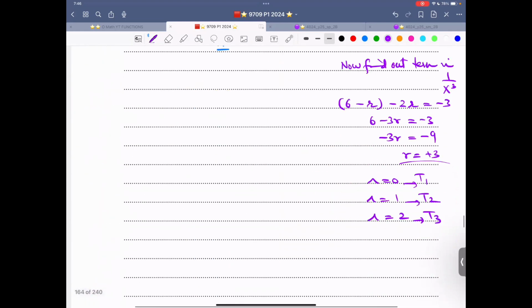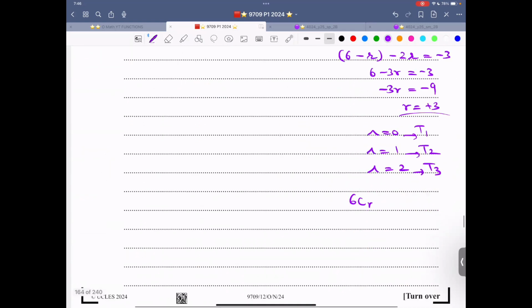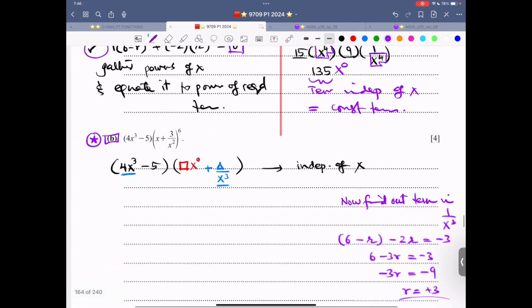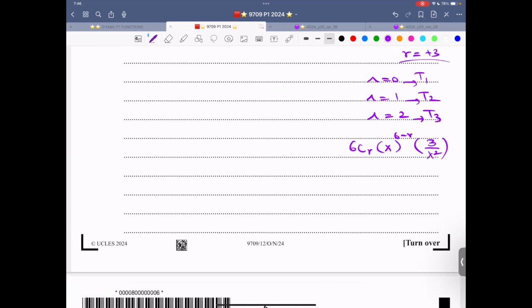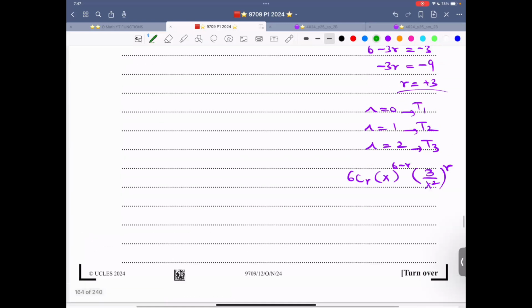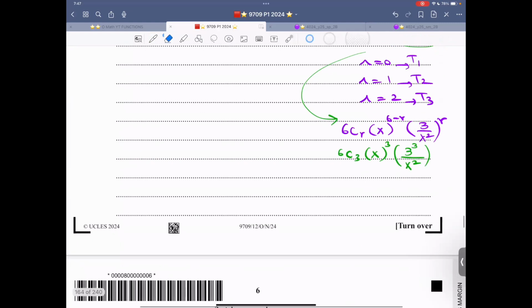That is 6CR. 6CR A. What is A? X raised to power of 6 minus R. And what is B? That is 3 over x squared. 3 over x squared raised to power of R. Now, when I plug in R as 3 over here, so that is 6C3. This is x raised to power of 3. And this is 3 raised to power of 3. This is x squared raised to power 3 raised to power of 3. Let me put the 3 on the outside like this.